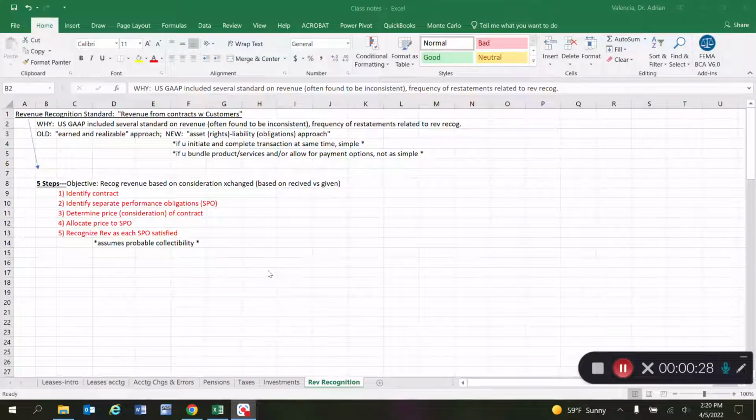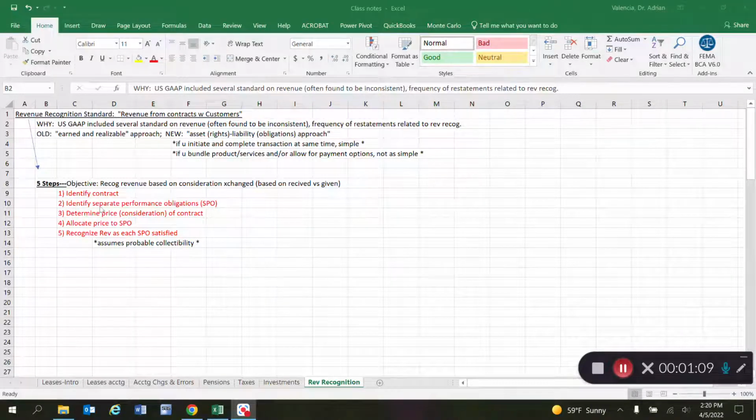But the motivation for coming up with this new standard stemmed from the fact that we had several standards that indirectly addressed revenue recognition in the past, and as the number of those standards grew, we sometimes would find inconsistencies within the message of each standard. It was to the point that it resulted in a high frequency of restatements related to revenue recognition issues. So there was a motivation to come up with a more broad standard that would have a more general application.